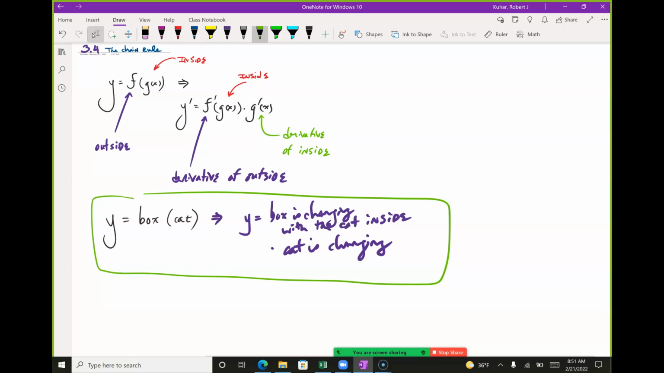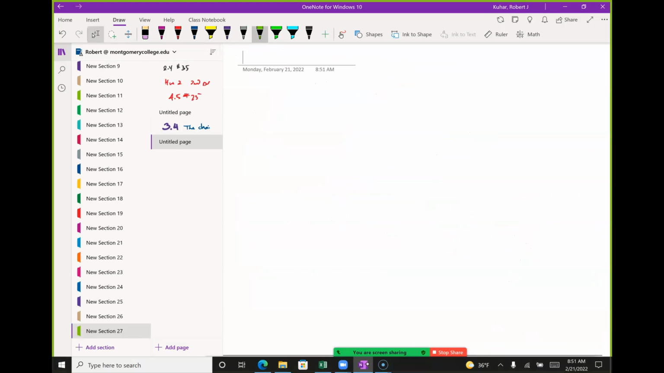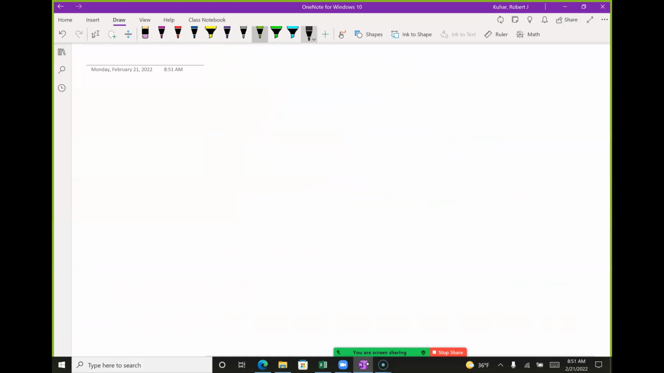So let's show some problems where we can show that it's correct when we don't really need it. And then we'll do some where we have to have it, okay? Again, our key is whenever we're doing a derivative, we're doing chain rule. In fact, we've already been doing it, right?